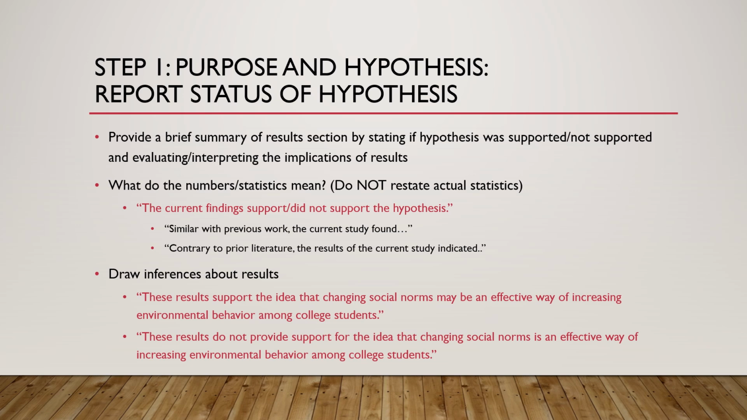So something like, these results support the idea that changing social norms may be an effective way of increasing environmental behavior among college students. So that is a very clear, big picture implication of a finding. Or these results do not provide support for the idea that changing social norms is an effective way of increasing environmental behavior among college students. So maybe if you had a null result, that could be the interpretation. That could be the inference about the result.